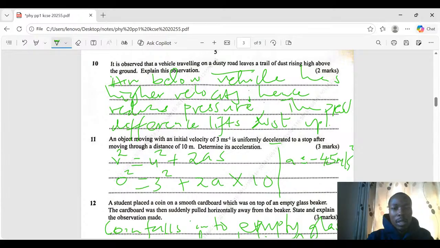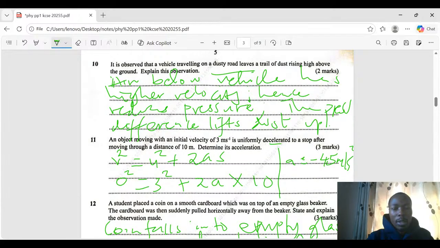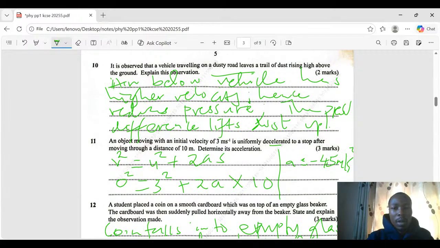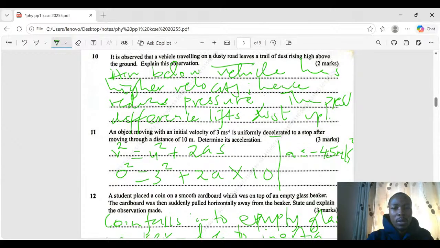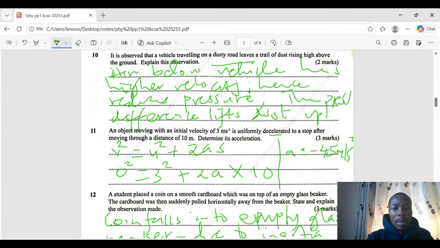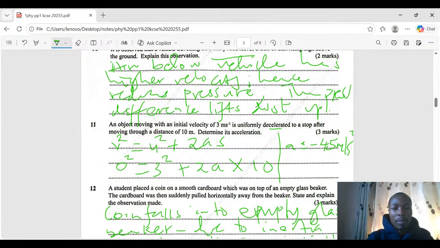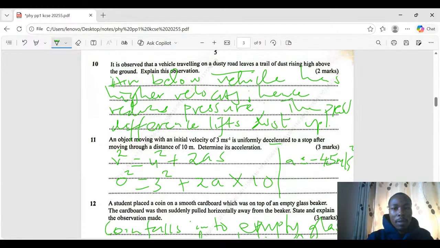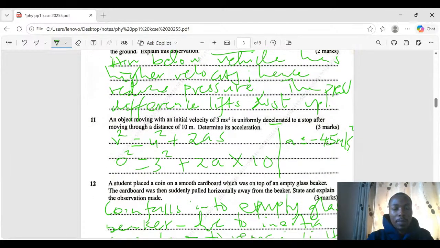So these are questions that come from fluid flow. The air below the vehicle moves faster, so the fluid velocity increases, and that causes the pressure under that particular vehicle to reduce. And because of the difference in pressure, atmospheric pressure now lifts up the dust above the ground.